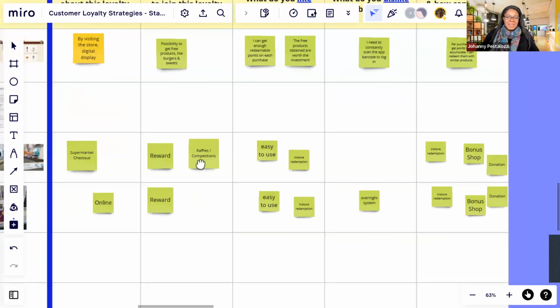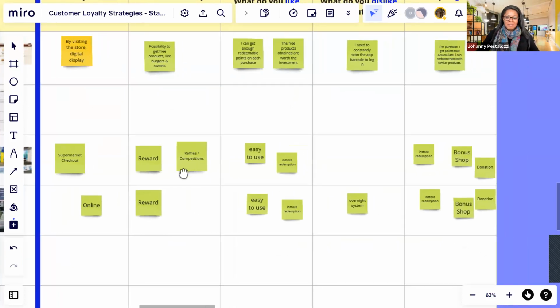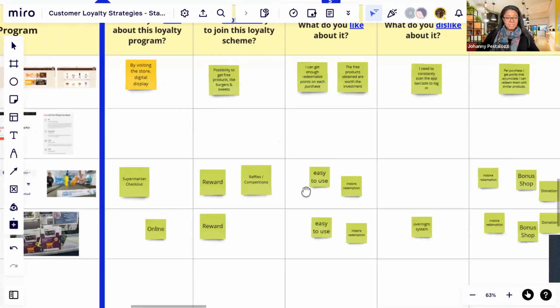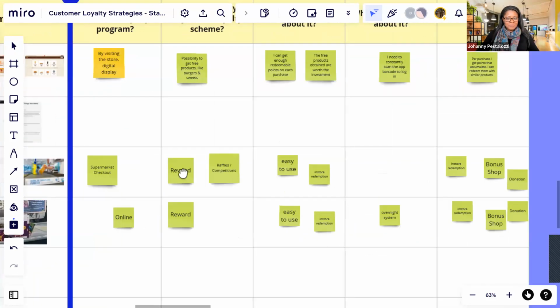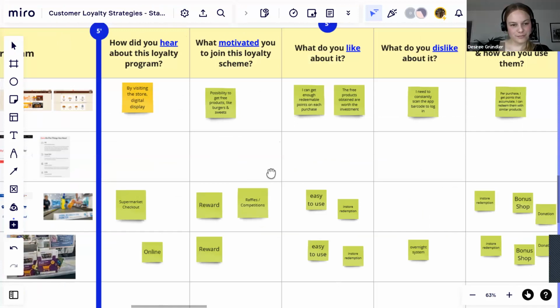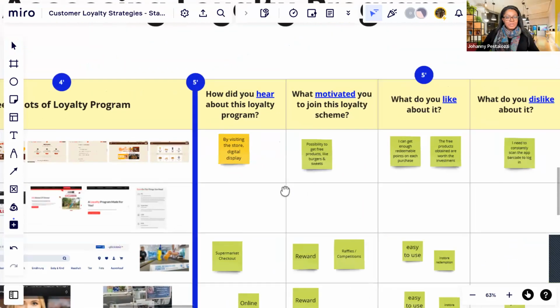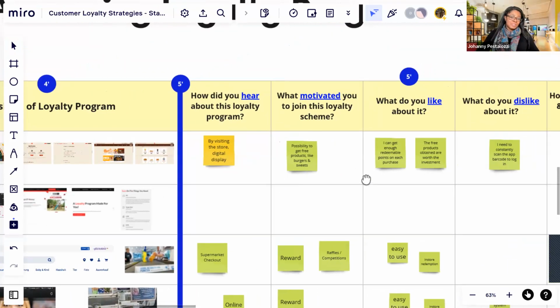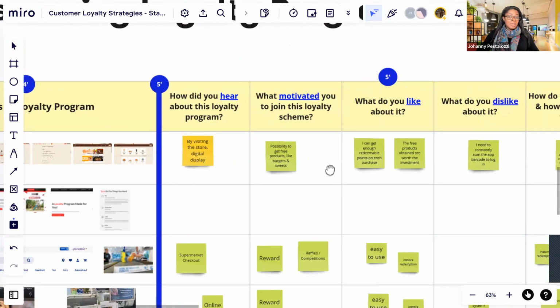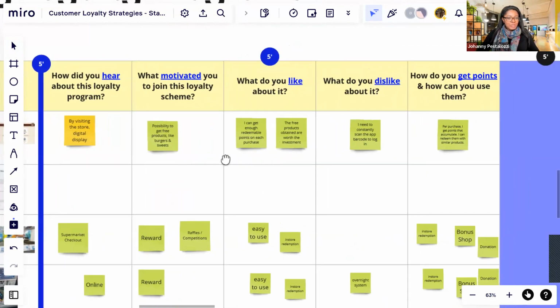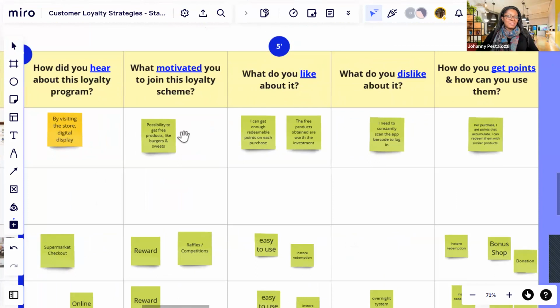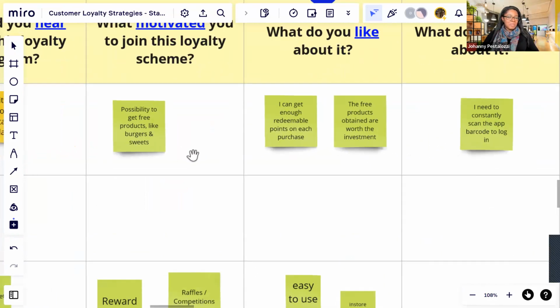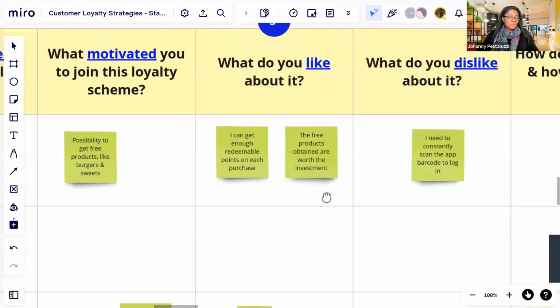Nice, very interesting. Nice that they have the option to donate the points. That's a very peculiar option. Yes. Good. So from Burger King, I heard about it by visiting the store through the digital displays. And I got motivated to join because I could get free products. And I think they're very interesting and it's worthwhile.